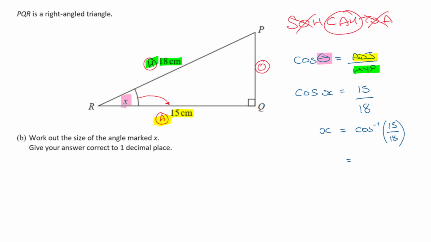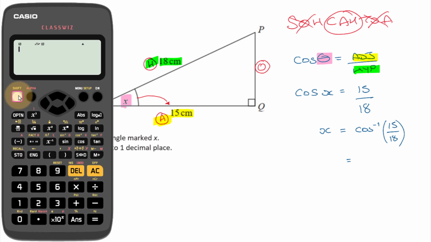Okay, so I'm going to get the cos to the minus 1 or the inverse cosine button. I need to press shift first before pressing cos, and you can see I then get cos to the minus 1 showing. I want to type in 15 over 18. I'm just going to use the fraction key. So 15 fraction key 18. I think it's good practice to close the brackets before you press equals. Mostly it doesn't matter, but sometimes it does, so I recommend you just put them in.